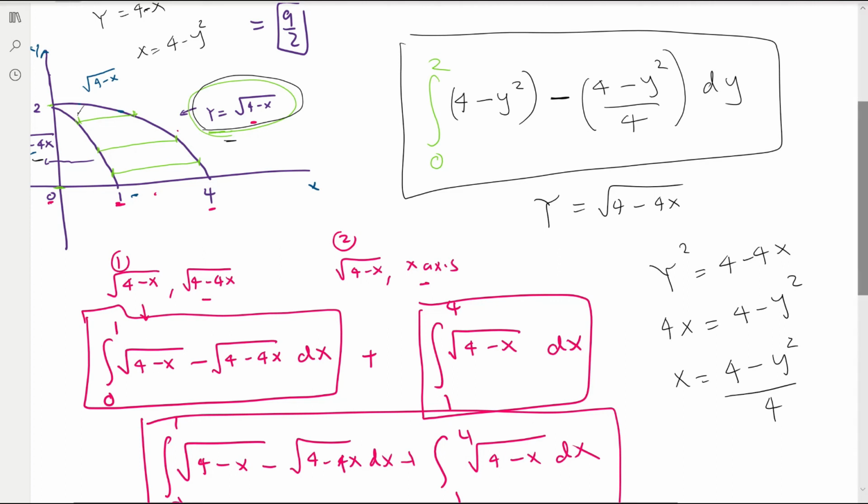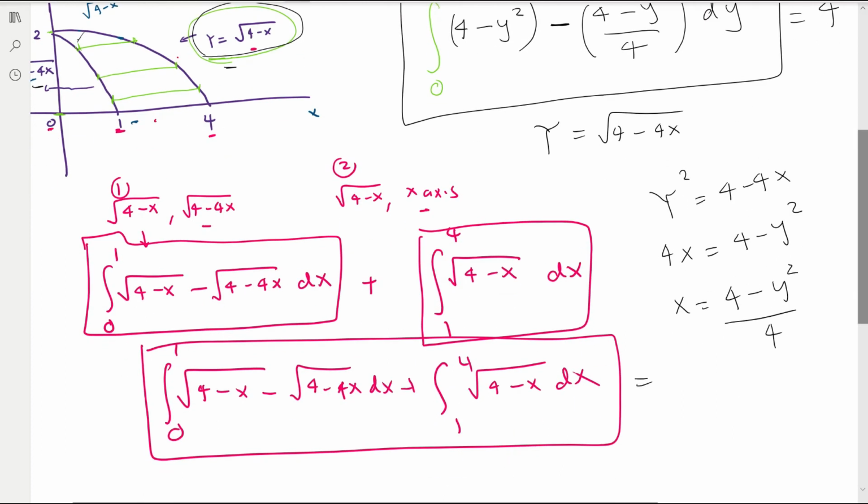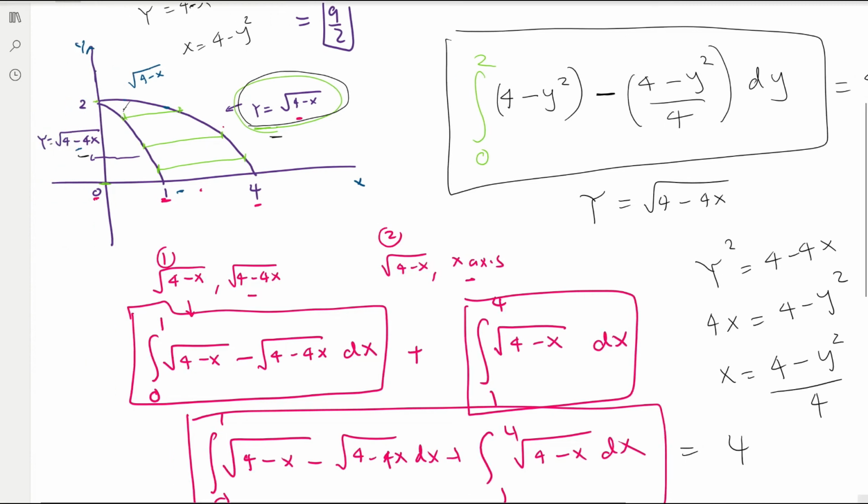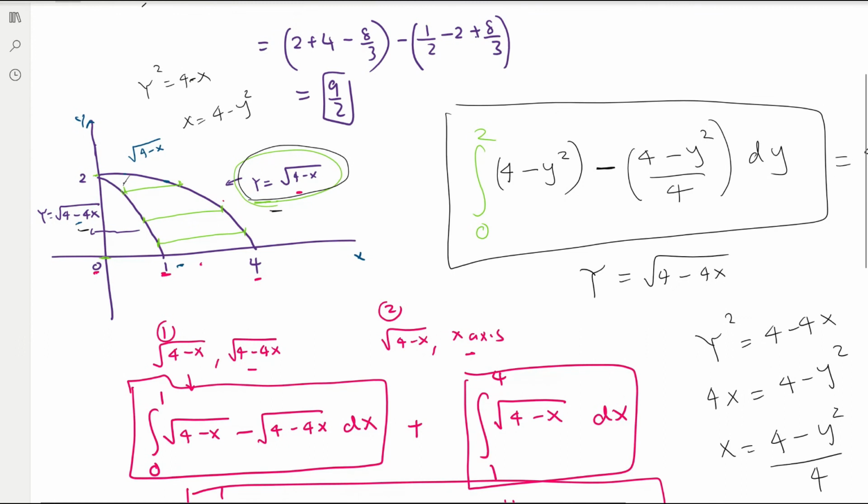I'm not going to go over how to solve this integral. The answer should be 4 units squared, so I'll let you do that. But the main point that I wanted to highlight is how to set up an integral, both partitioning the x-axis and also partitioning the y-axis. All right, so that's it for this video. In the next video of this video series, I'll solve more problems. Thank you.